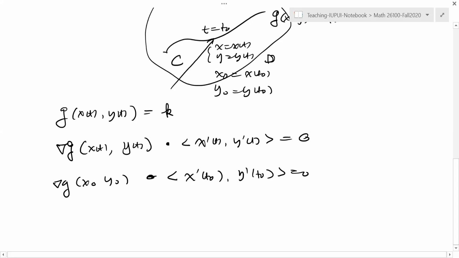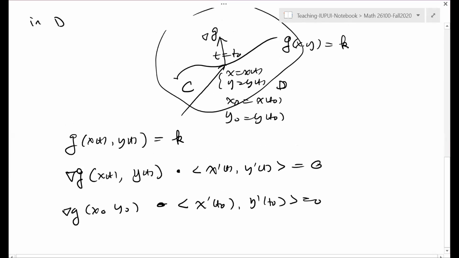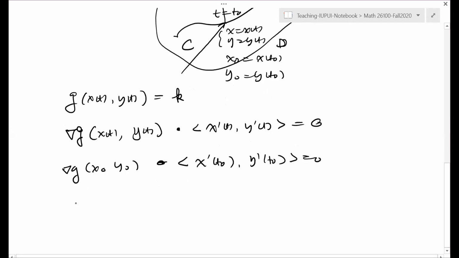Then you have this is perpendicular, right? The gradient of g is in that direction. Now we assume the function has an absolute maximum value at that point. So we always have this, for any t close to t naught.